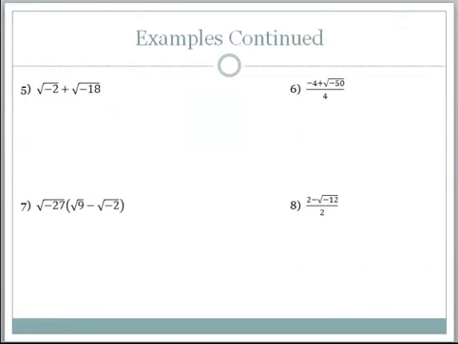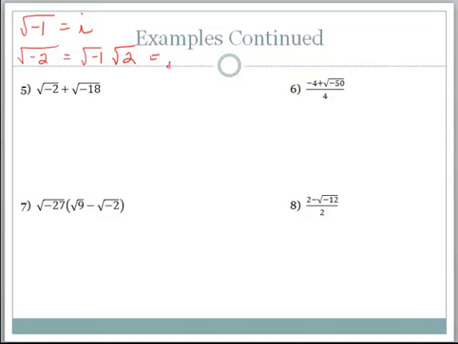A few more examples. The square root of negative 2 plus the square root of negative 18. Well, before you do anything with these, you need to simplify them as much as possible. If you have the square root of negative 1, remember that's the same thing as i. So if you have the square root of negative 2, isn't that the same thing as the square root of negative 1 times the square root of 2?